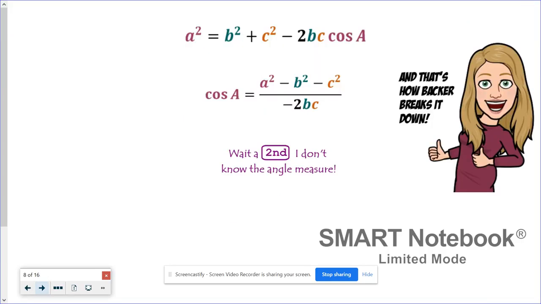And so that's how we can use the law of cosines to find missing sides and missing angles in oblique triangles.